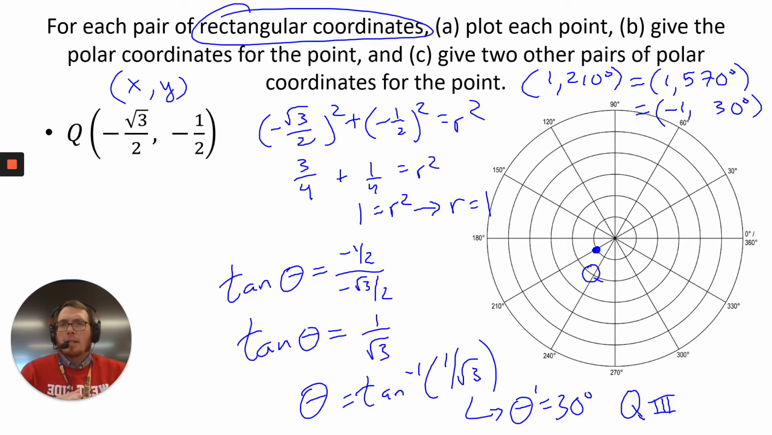So when you're dealing with rectangular to polar, use the Pythagorean theorem, tangent with the reference angle, and work backwards to be able to figure out what theta really is.